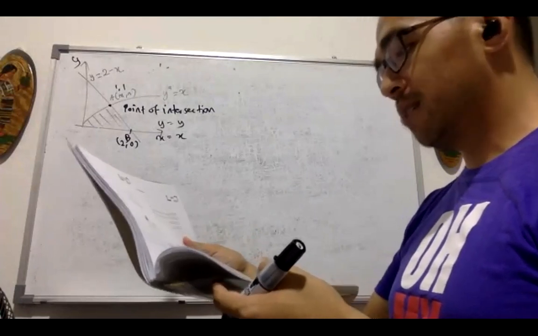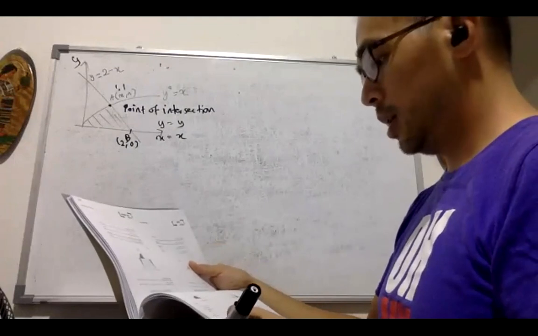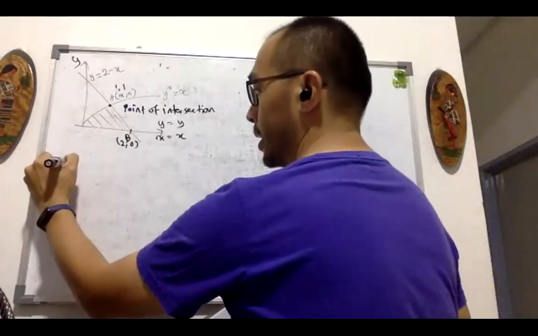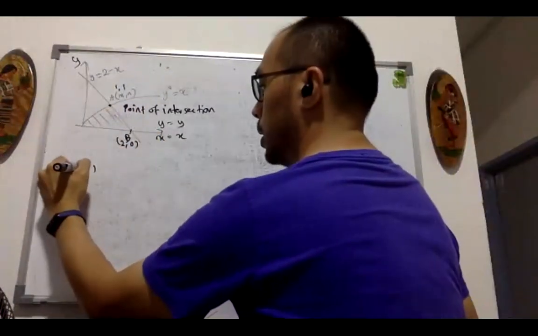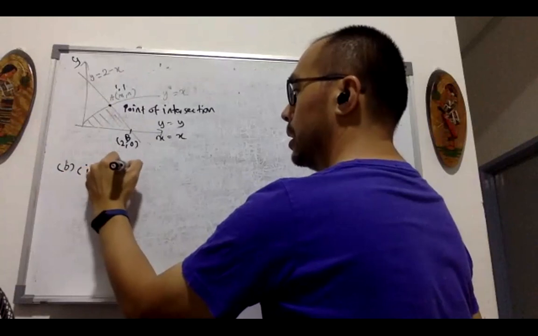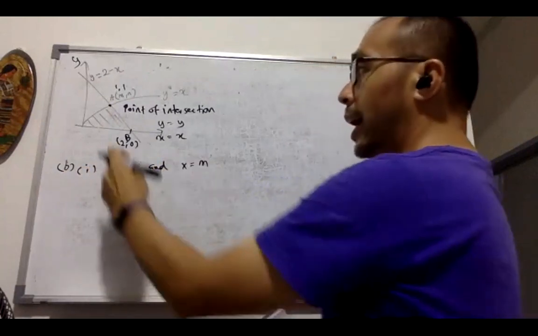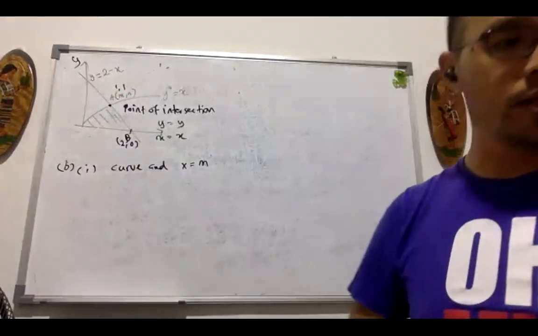Calculate the area of the region bounded by the curve and the straight line x equals m. Okay, so there's a boundary that they give. The boundary is the curve and x equals m. x equals m is this line, but it is not drawn there.